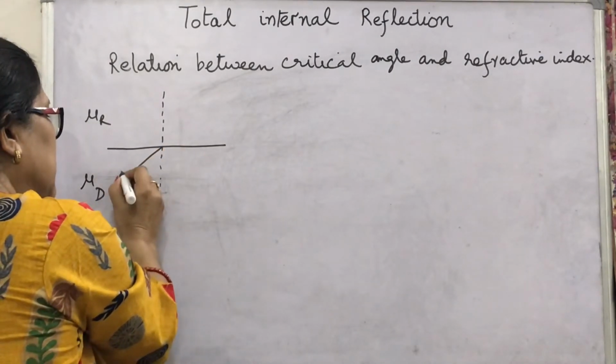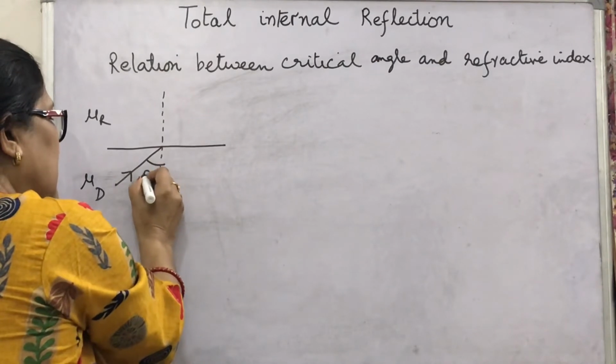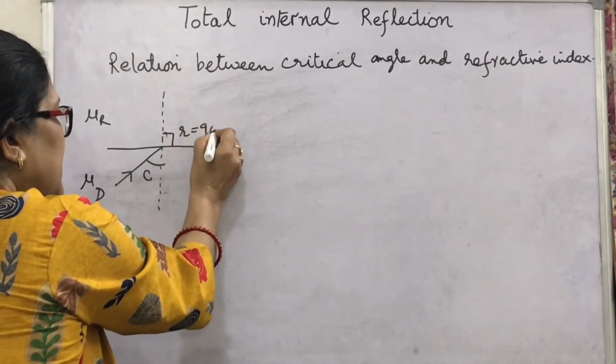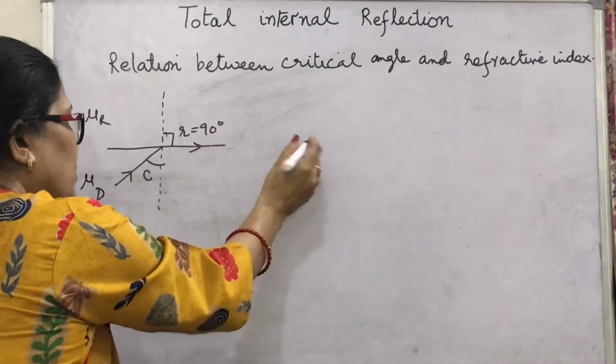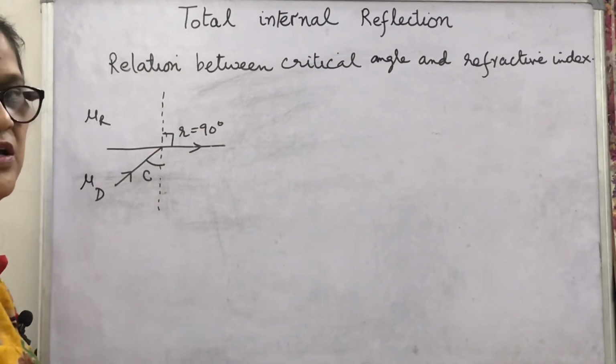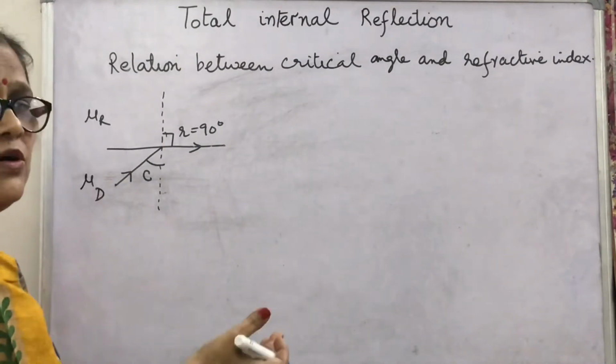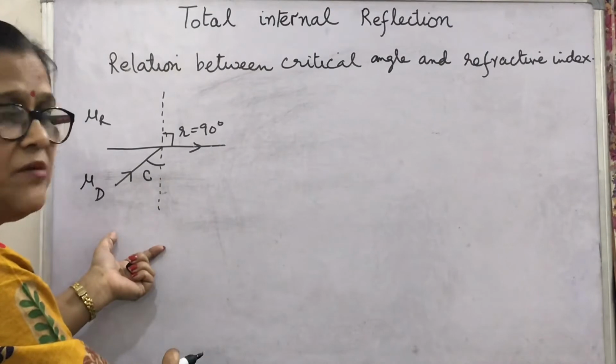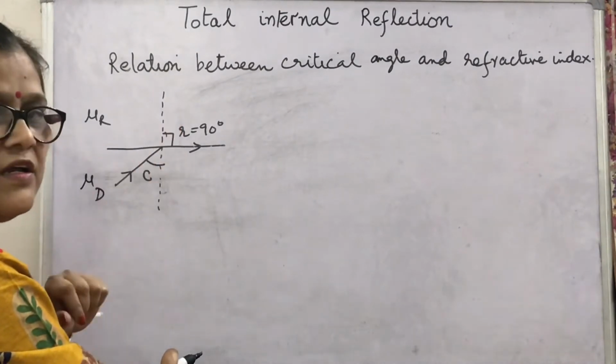So this is, suppose, the incident ray, this angle is the critical angle, and this angle of refraction r equals 90 degrees, and this is the ray going along the interface. You know what Snell's law is? Refractive index of the second medium with respect to the first medium equals sin i upon sin r.